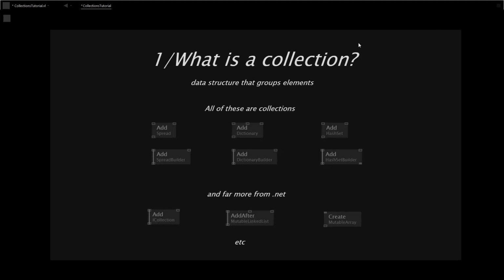Alright, so what's a collection? Collection is just a collection of stuff, isn't it? A data structure that groups elements. A spread you'd already be familiar with, but there's also dictionaries and hash sets. We'll go into those. You might run into some more esoteric collections if you're using .NET libraries from NuGet that are not wrapped for VL, like mutable array, mutable linked list perhaps, all sorts of beautiful and strange collections.